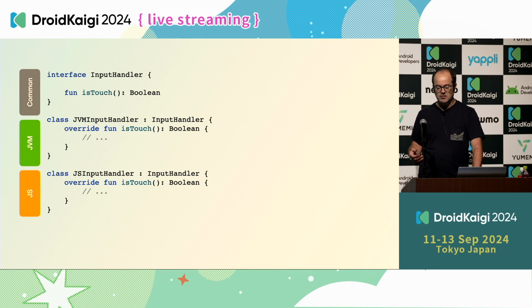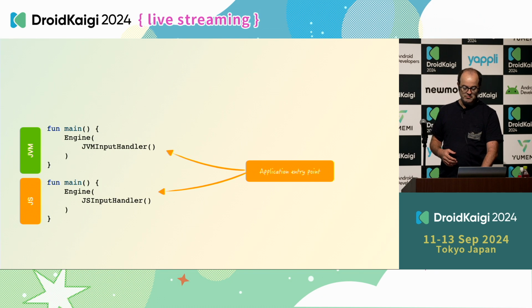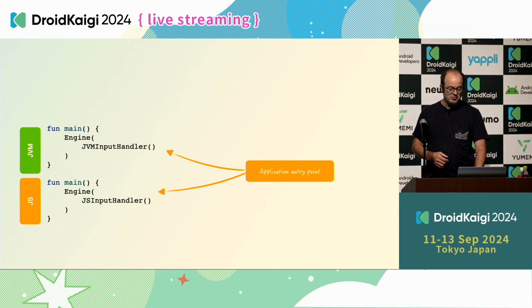Same thing for the web platform. You can create a JS implementation of the interface, and here you will be able to access the browser API to check if the player touches the screen or just pushes a button. In each source set, you can pass the specific implementation, for example, to a consumer that is only in the common source set. Here, for example, the Engine class. As the consumer is using only the interface we saw before, it will not know the implementation used.